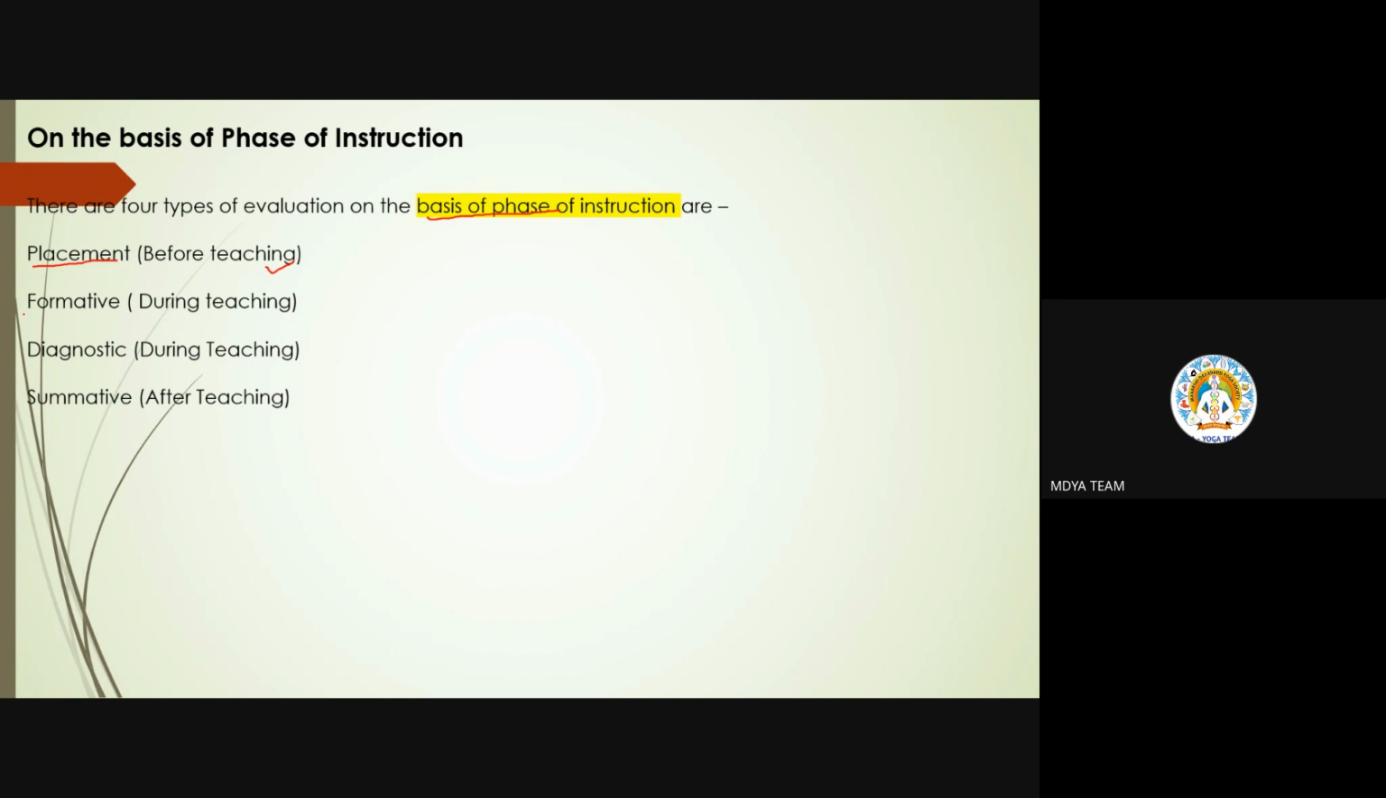Formative is during the teaching. The teaching is going on, and in that case formative assessment is done, like the teacher is teaching the topic of cell, and he takes a test of that topic. So formative assessment is done during teaching, and diagnostic is also done during the teaching to help in knowing the problems that a learner might be experiencing, and summative is done after teaching.